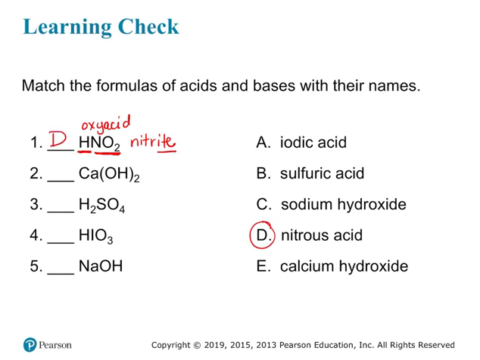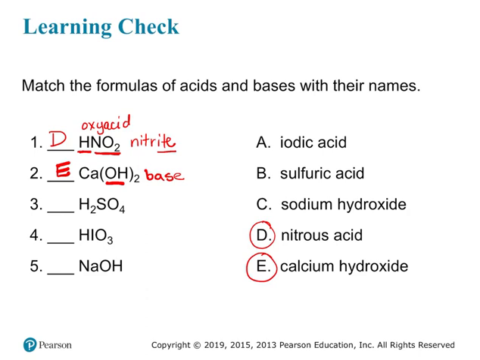All right, so let's look at the next one. We have calcium bonded to two hydroxide ions. So is this an acid or a base? A base, because we have hydroxide. All right, so how would we name that compound? Calcium hydroxide, so that would be E.